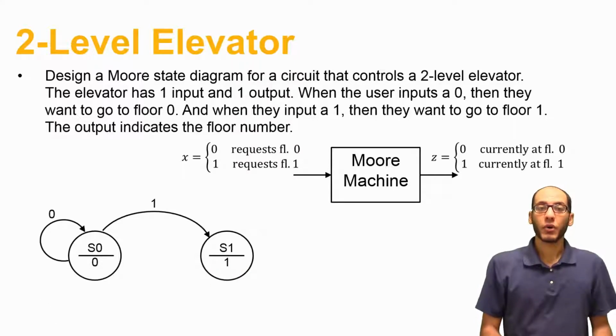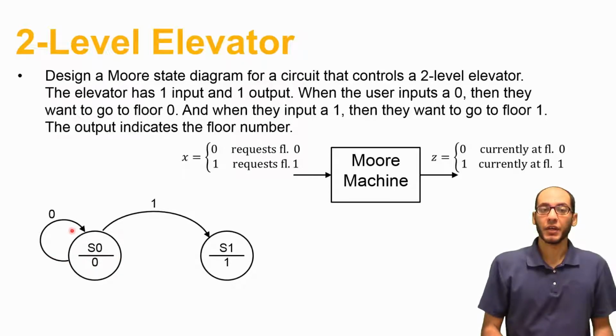What if you have an input of 0? Then in that case it loops back because we are currently at state S0, which means level 0, the 0th floor, and thus the user should remain at that particular level and should not go to any other. The elevator should not move.